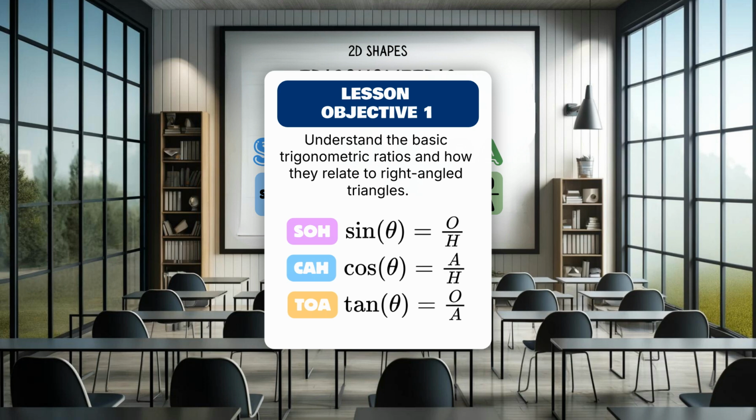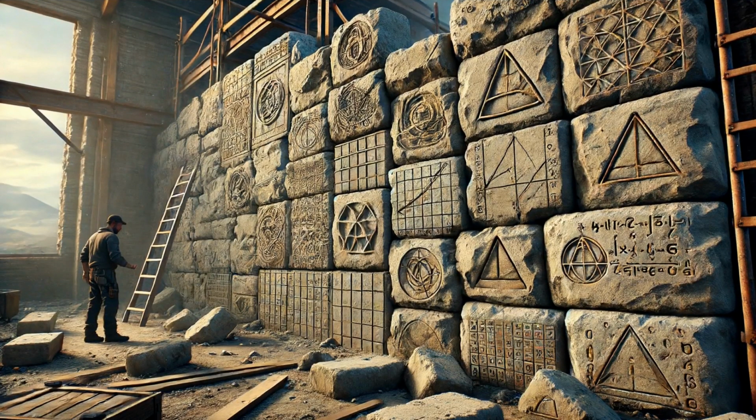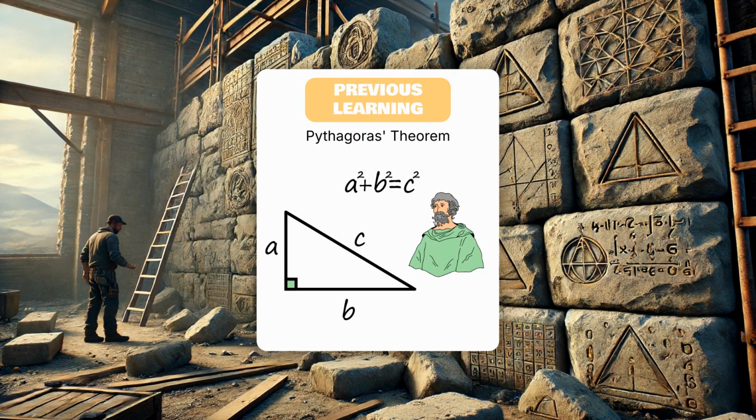In our previous lessons, you have familiarized yourself with Pythagoras' theorem and the properties of right-angled triangles. You've been able to identify and work with the sides of these triangles, finding missing side lengths when given enough information. With this solid foundation, we can introduce the concept of trigonometric ratios. Let's get started.